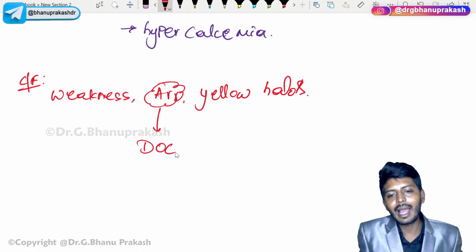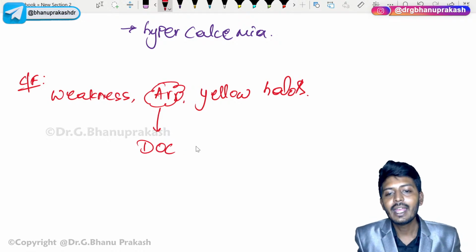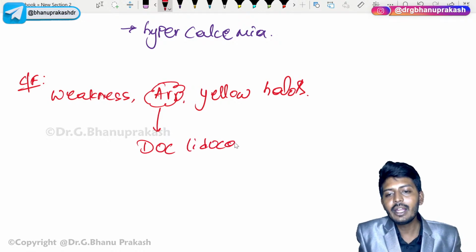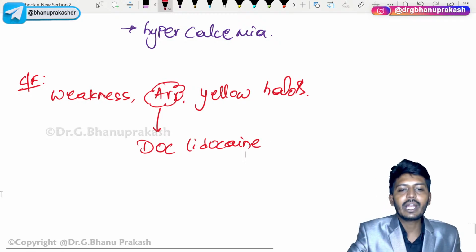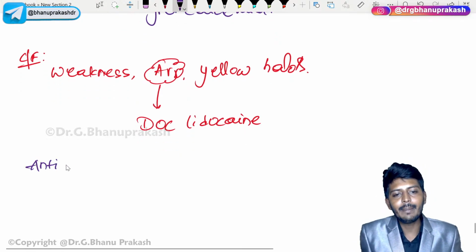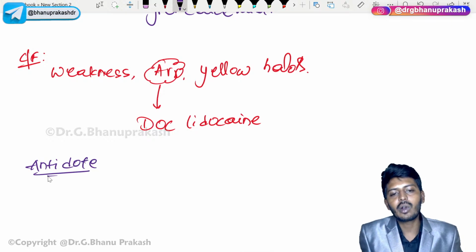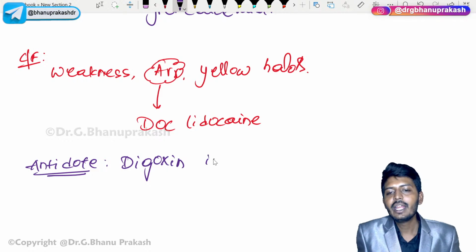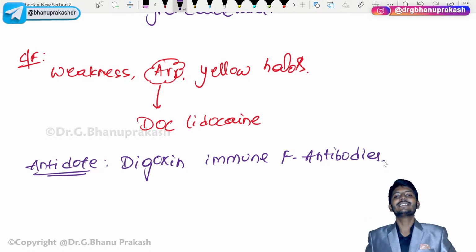The most important aspect is arrhythmia. If the patient has it, what are you supposed to do? The drug of choice for arrhythmia caused by digoxin is lidocaine. And the next important thing, the antidote for digoxin toxicity, is also a widely made mistake. The antidote is called digoxin immune Fab antibodies. This is the antidote for digoxin toxicity, which can also be known as digibind.